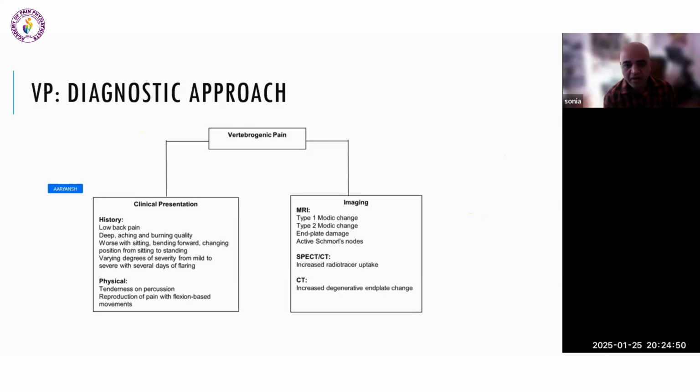And as discussed, imaging studies: MRI, SPECT scan and CT scan, in the order of superiority. I would say MRI is the best. But if MRI is not possible, then CT scan should be considered, and SPECT CT scan, of course in tertiary care settings, is a wonderful tool to have. Next slide, please.